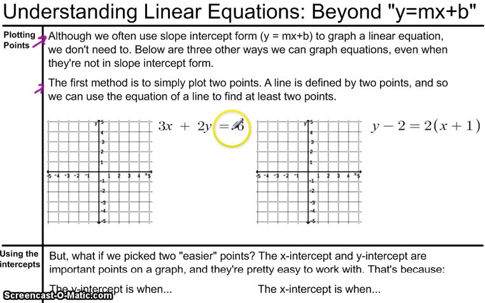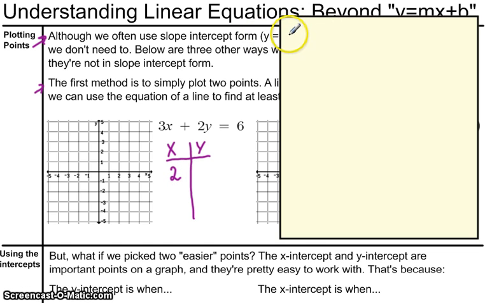Now that means we can literally pick any numbers we want to substitute in for x or y, solve for the other variable, get a coordinate and plot that on our graph. So let's draw a little table to help us out here: x and y. Now I'm going to pick, let's say x was 2. What would y be?